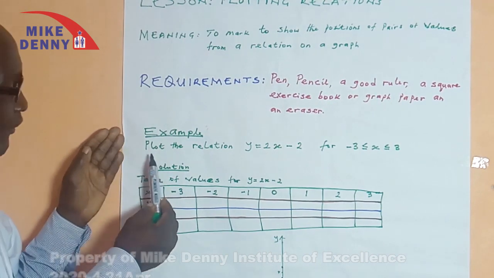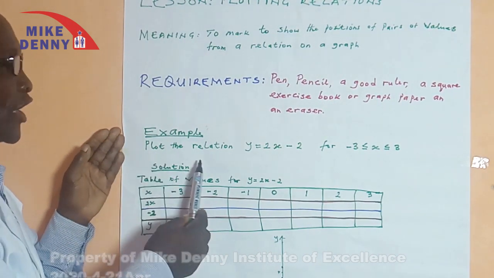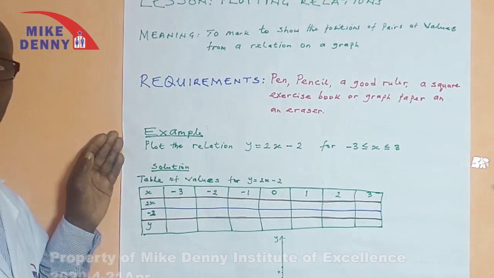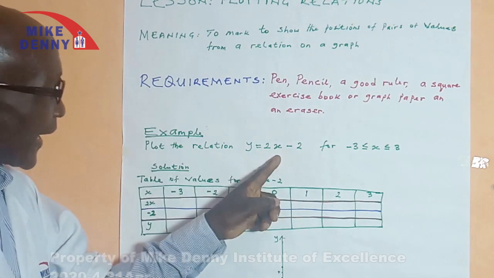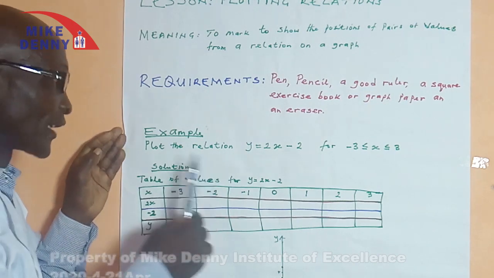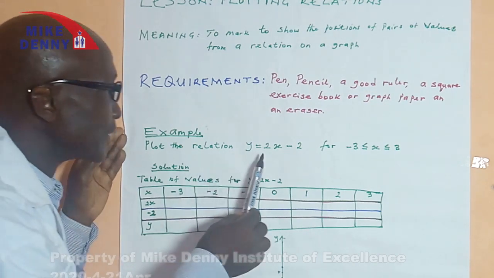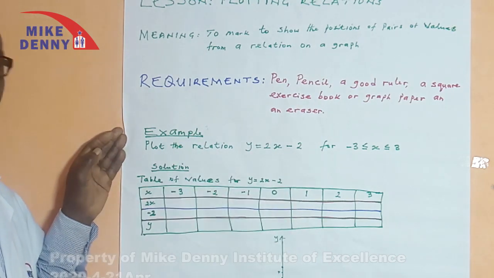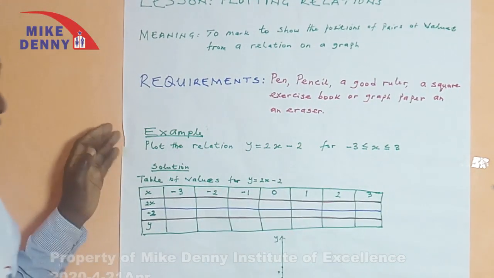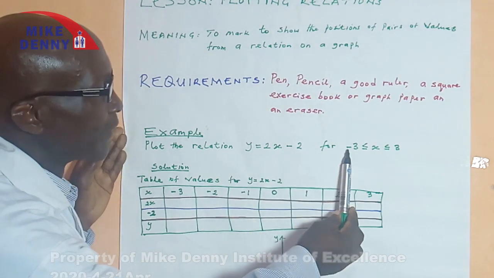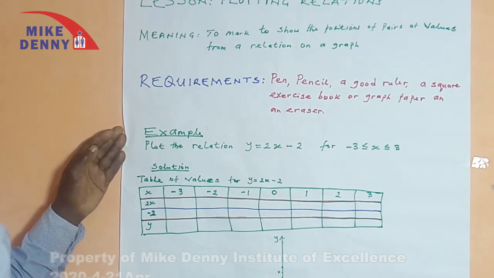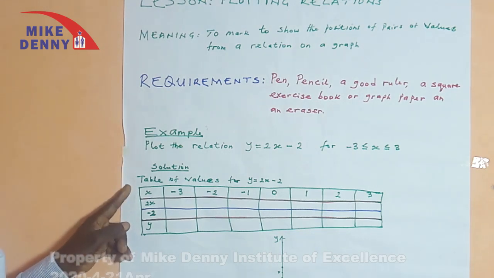So the relation this morning is the relation y equals 2x minus 2, meaning that y and x are related in such a way that y is obtained by multiplying x by 2 and then subtracting 2 from it. And the range is between minus 3 and 3, minus 3 and 3 inclusive.